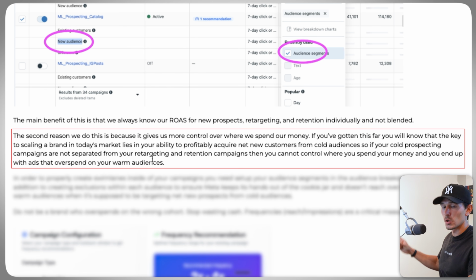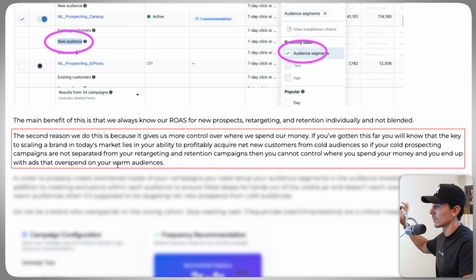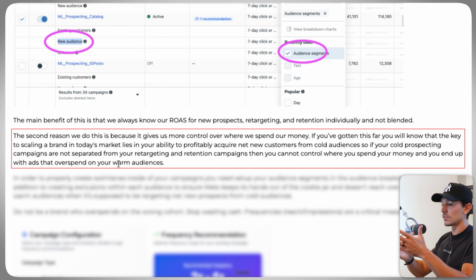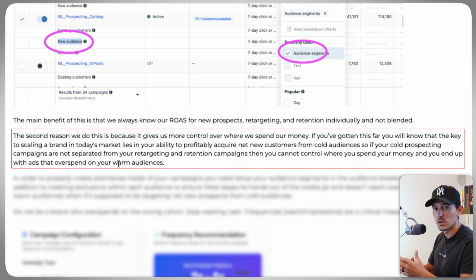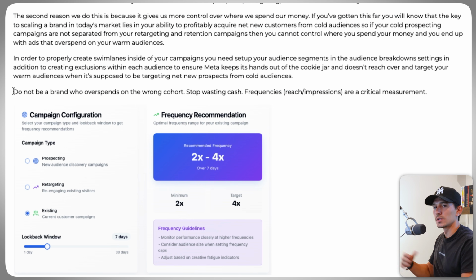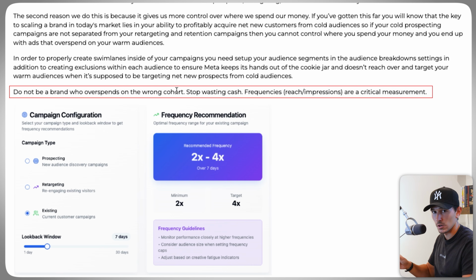What do you think is going to happen if you're overspending on retention, if you're overspending on retargeting? If a lot of people are going to convert anyway, you're spending an additional 10, 20, 30% on them. Overall, you are spending money in the wrong places. So it's critically important that we can control where the cash is going. Now, I'm probably hitting this point a little too hard, but it's really, really critical. Don't be one of those brands that overspends on the wrong cohort.